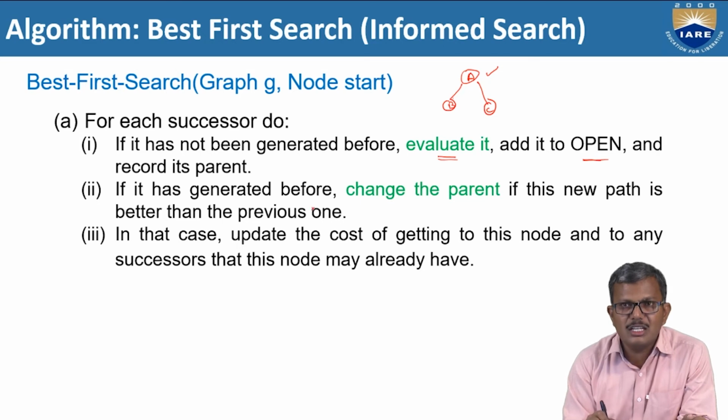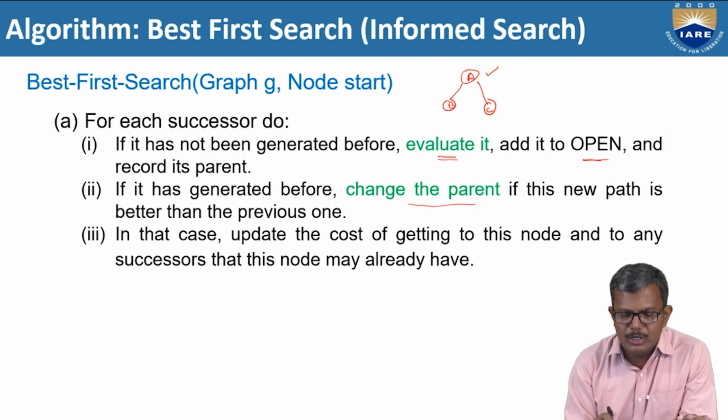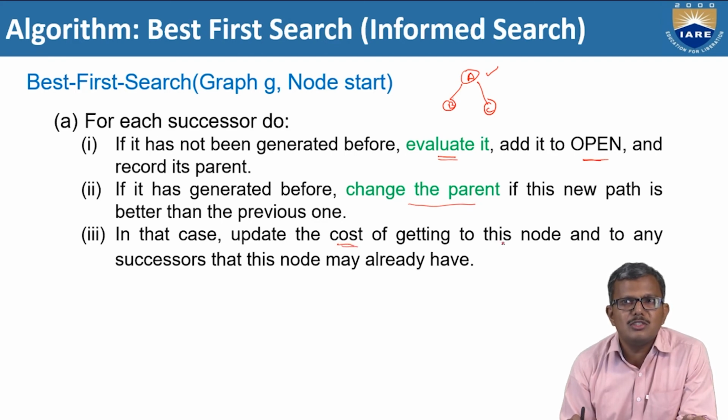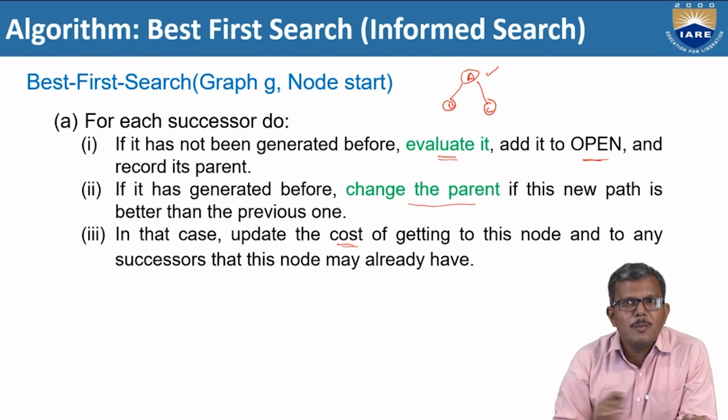If it has been generated before, meaning if A is already generated, we change the parent, thinking that this new path is better than the previous one. In this case, we are going to update the cost to this node and to any successors that this node may already have. Every time, cost is more important to perform the search activity here.